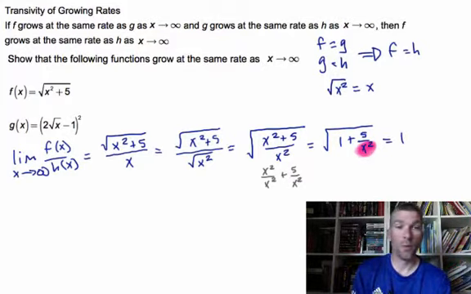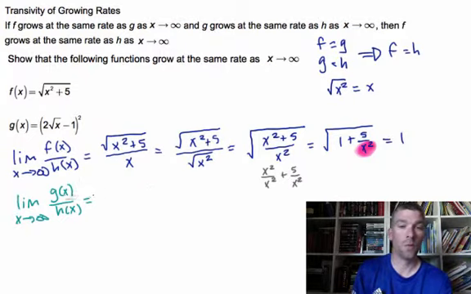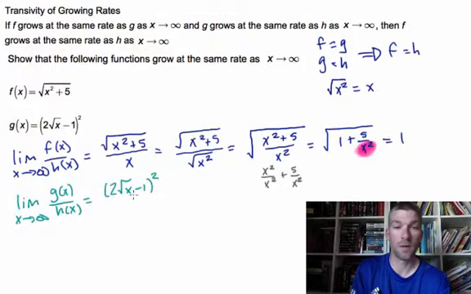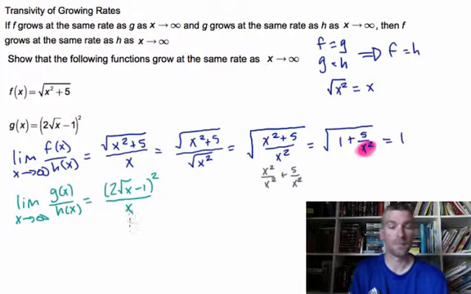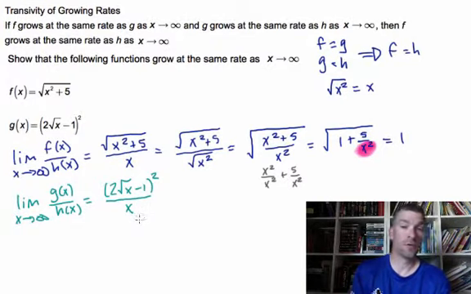Now we want to compare this also to g of x, so we're just going to change up colors. The limit as x approaches infinity of g of x over h of x, and we want to show that this also approaches a specific number. So g of x over h of x is going to be 2 square root of x minus 1, squared, over x.